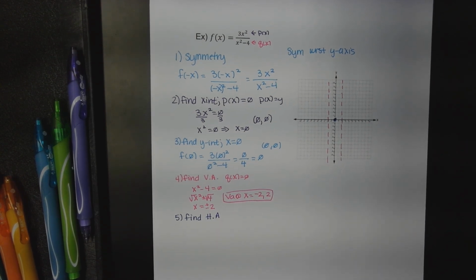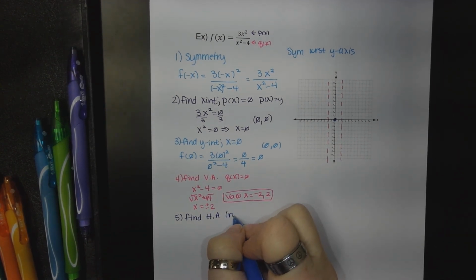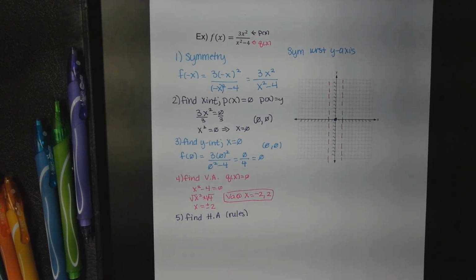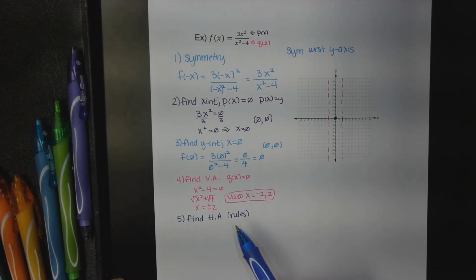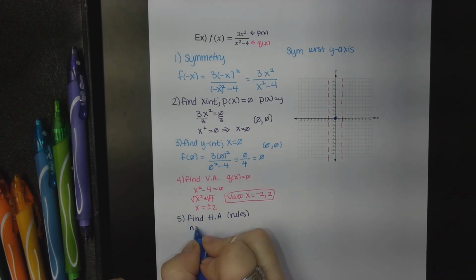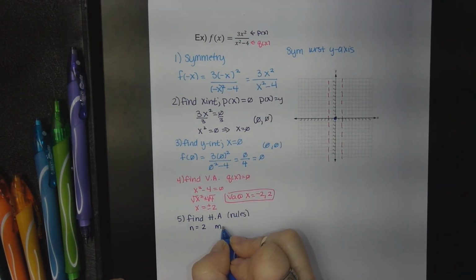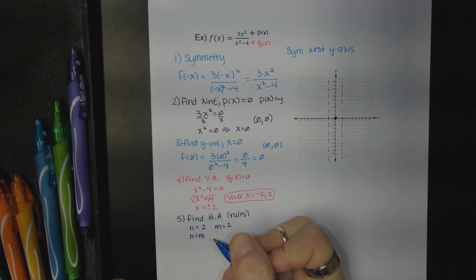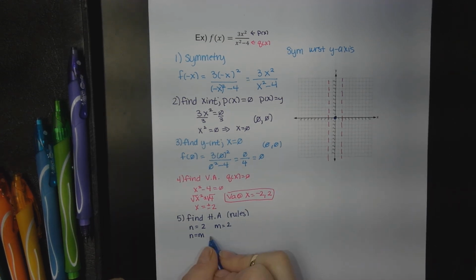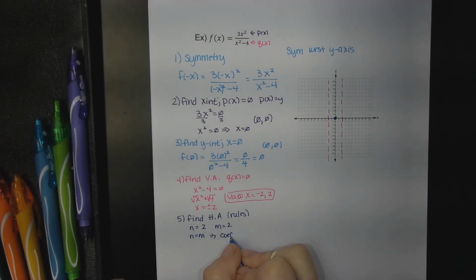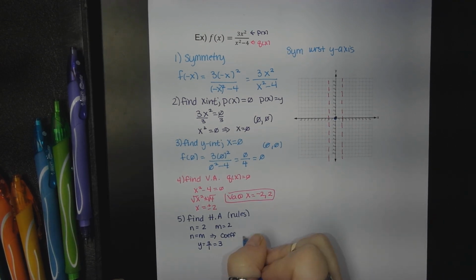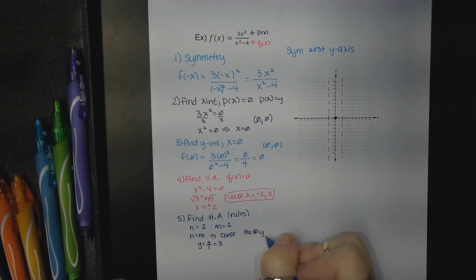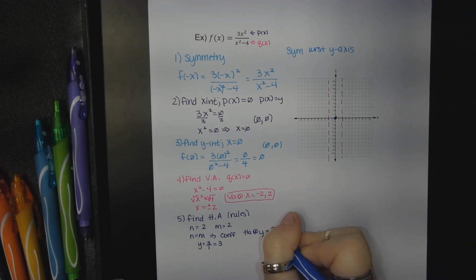It should be the easiest one because you really don't have to do much math, right? We just use the rules on this one. Rules aren't hard. First thing we've got to do is look at our N. What is our N? It's 2. What is our M? Again, it's 2. So our N equals our M. When our N equals our M, that means we're going to use our coefficients, okay? So our Y is going to equal 3 over 1, which equals 3. Cool? So our HA is at Y equals 3.